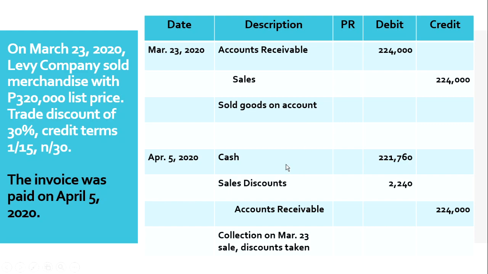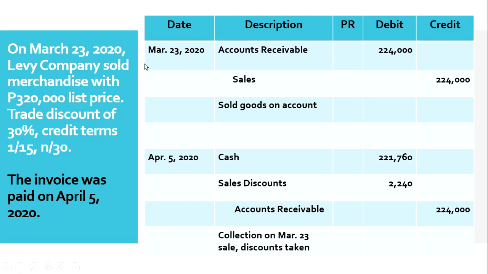Then, let's record yung pagkabayad noong April 5. So, for April 5, 2020, debit cash of 221,760. Debit sales discounts of 2,240. And then credit of accounts receivable, 224,000. Collection on March 23, sales discount taken.